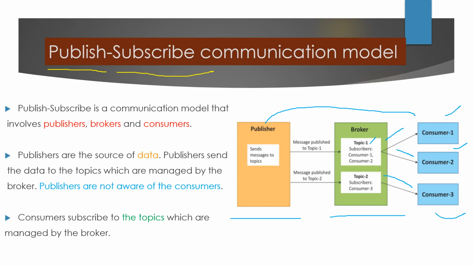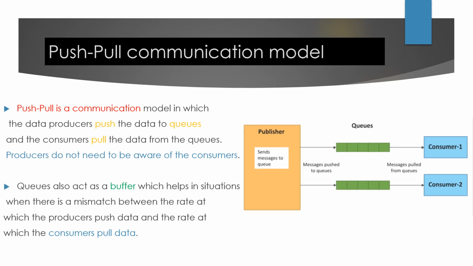Then consumers subscribe to the topics which are managed by the broker. As I said, there will be different types of topics to which the consumers will be subscribing, and for the topics to which they subscribe, they will get information regarding only those topics. This is how our typical publish subscribe communication model works. Now moving on to the next model of communication, that is called the push pull communication model.